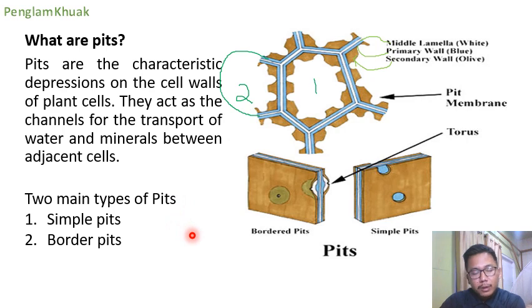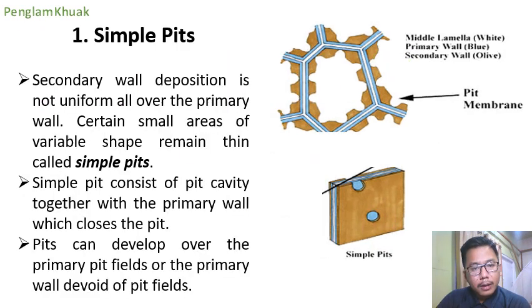There are two main types of pit, simple pit and border pit. In a border pit, the pit will have some border, or some secondary wall will be surrounding the pit, but in the case of a simple pit, only a pit will be present, with no border or secondary wall surrounding the pit. Out of the two types, simple pit and border pit, first let's discuss simple pit.